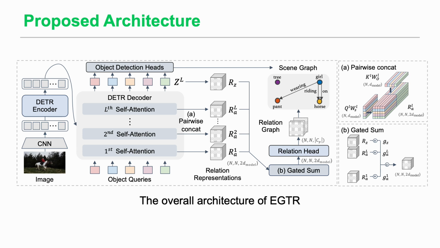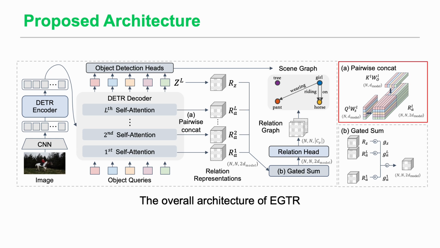EGTR consists of DETR and a lightweight relation head, and utilizes relation information between object queries learned from the self-attention of the DETR decoder. We regard the attention queries and keys as subjects and objects, respectively, and obtain relation representations from them. Instead of using the self-attention weights as is, we concatenate the representations on all pairs of attention queries and keys to preserve rich information learned in the self-attention layers.